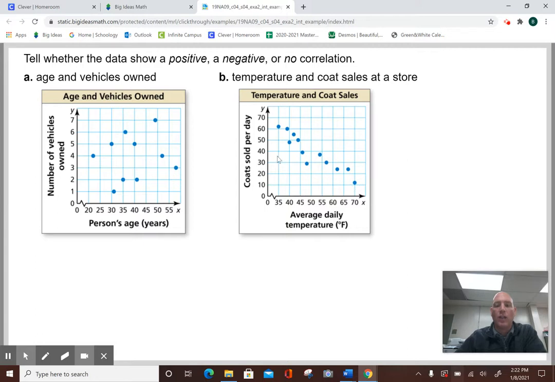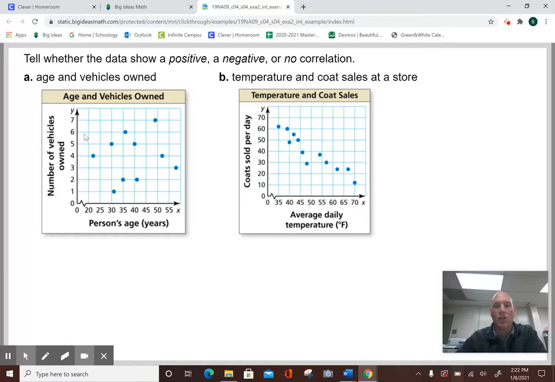Here, we're looking at coats sold per day and the average temperature, okay? And think of it as need. If it's really cold out, people need coats. So as the temperature goes up, people need fewer coats. Or as the temperature goes up, the number of coats sold goes down. So as we look at this, we would say this has a negative correlation, okay?